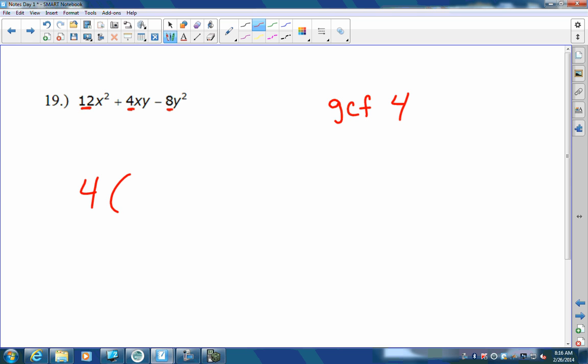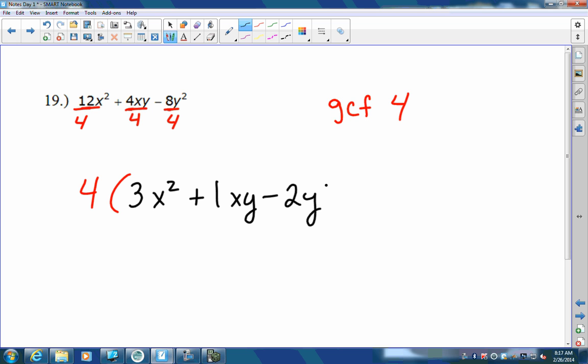So I have 4 and I'm dividing a 4 out of each term. So from here, I have 12 divided by 4, which is 3. I need 2 x's. I've got to leave those there. Then I've got 4 divided by 4, which is 1. I need an xy, so I've got to add that in there. Then I put the negative minus sign. 8 divided by 4 is 2. I need y squared, and so I have to add that y squared right there.